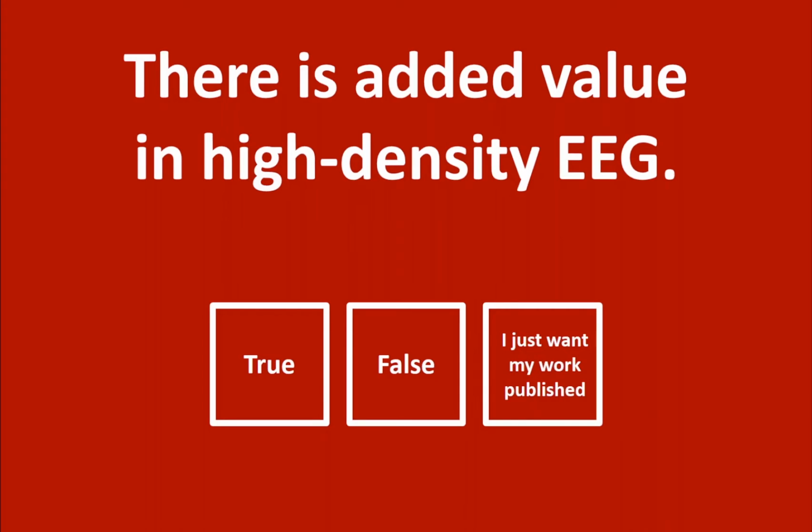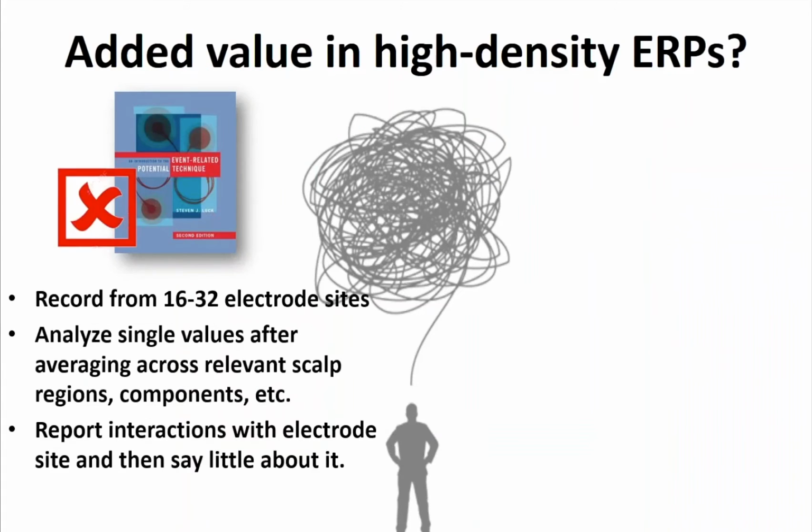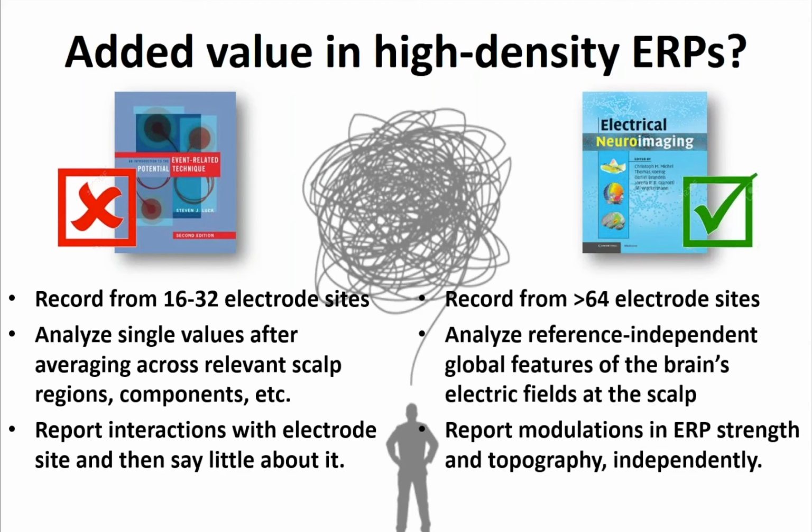But what is that added value? So one can imagine two sets of advice. Some might tell you to record just from 16 to 32 electrodes, analyze single values after averaging across relevant scalp regions or components. You can report the interactions that you might see between electrode and condition, but then don't say too much about it. Whereas others might encourage you to record from at least 64 channels, analyze reference independent and global features of the brain's electric fields of the scalp, and to report these modulations in strength and topography independently.